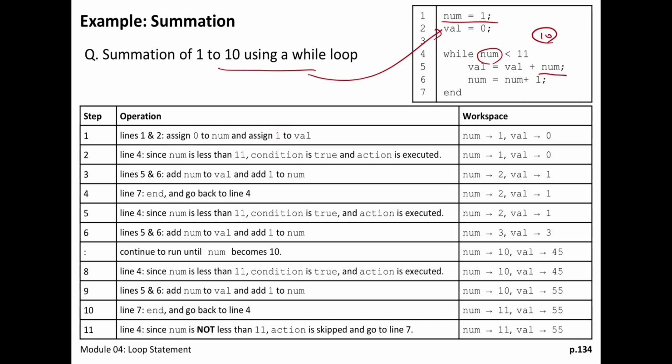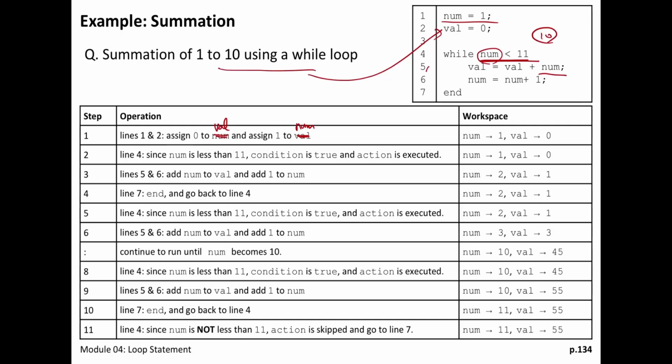Okay. Assign the 0 to val, right? 1 to num, right? Okay. So here, num is the number. Val is the summation value. Okay, then step 2: the condition is true because 1 is less than 11.